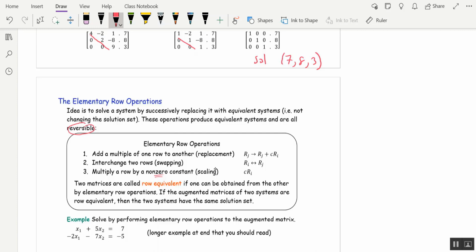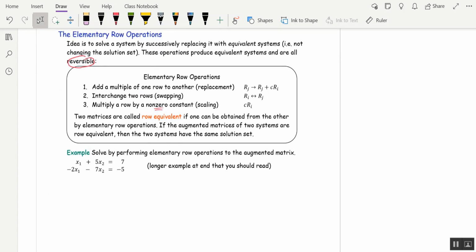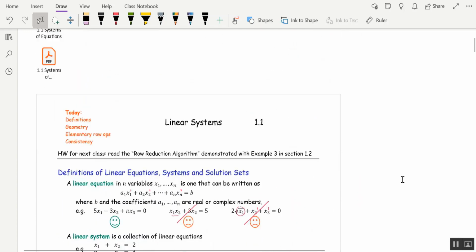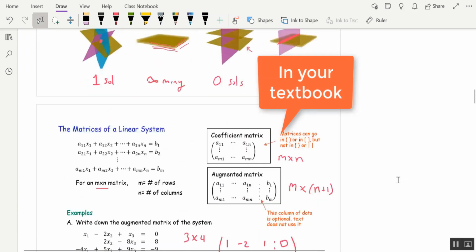And these elementary row operations will not change the solution set. So I'm going to do an example here, and there's a longer example I want you to read at the end. And then there's a really good example in section 1.2 that I want you to read before you watch the 1.2 video. That would be example 3. Read that and read it carefully. It's kind of long, but you'll make it.